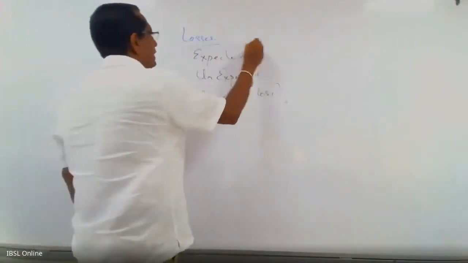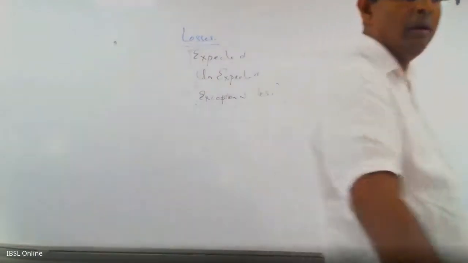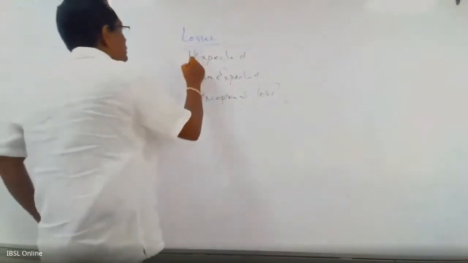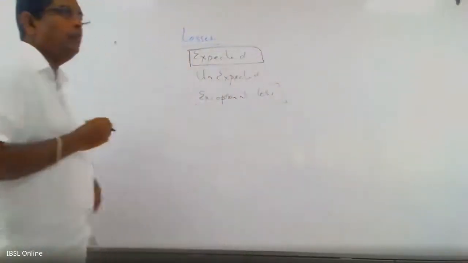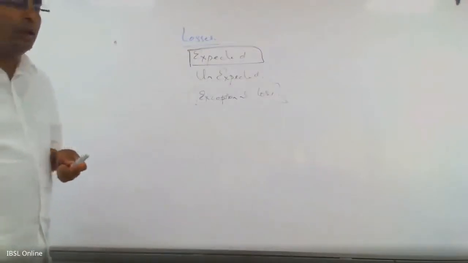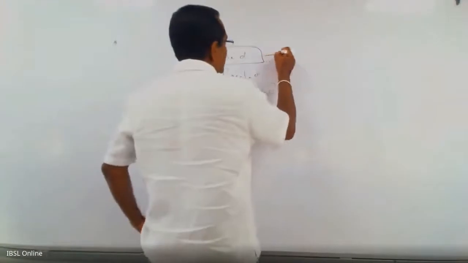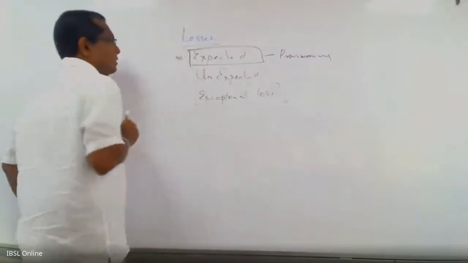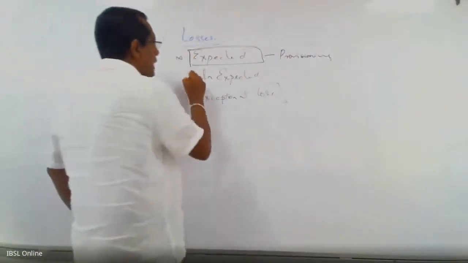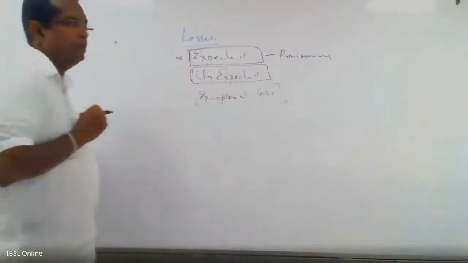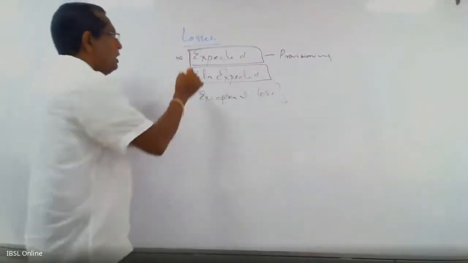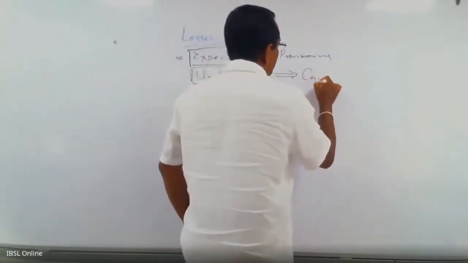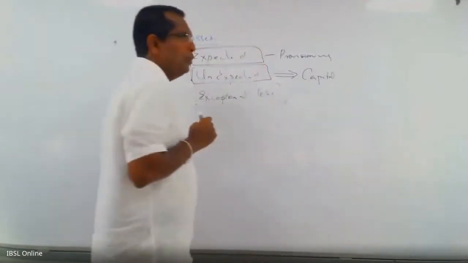Then we came into expected loss. We tackle expected loss through provisioning. As we project our revenue in P&L, we project the provisioning as well. So this is tackled under provisioning. So this is also not a risk, right? Then we came into unexpected loss, which will occur over and above expected. So for this kind of loss, we need to have our capital. Capital means the owner's funds.